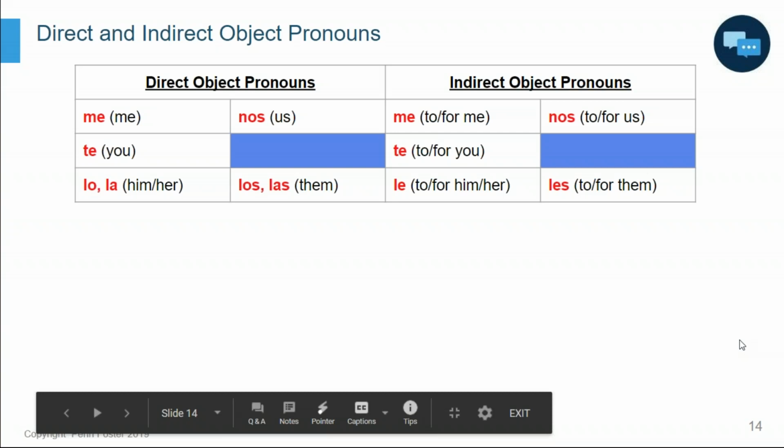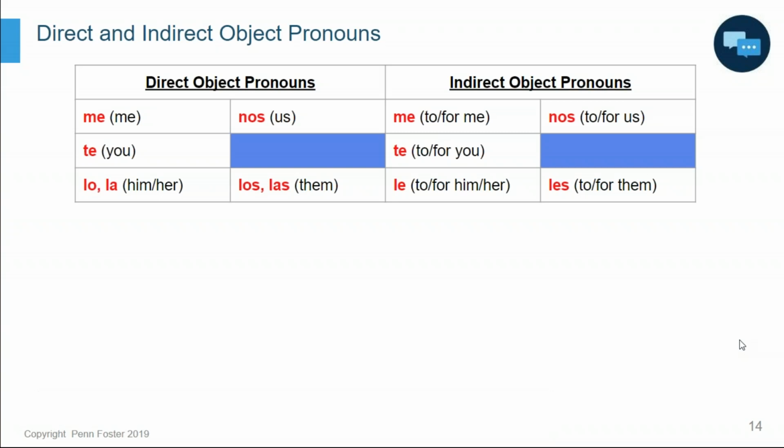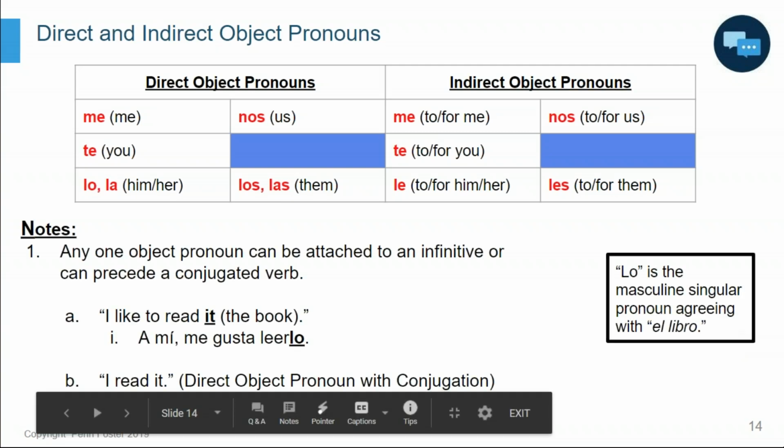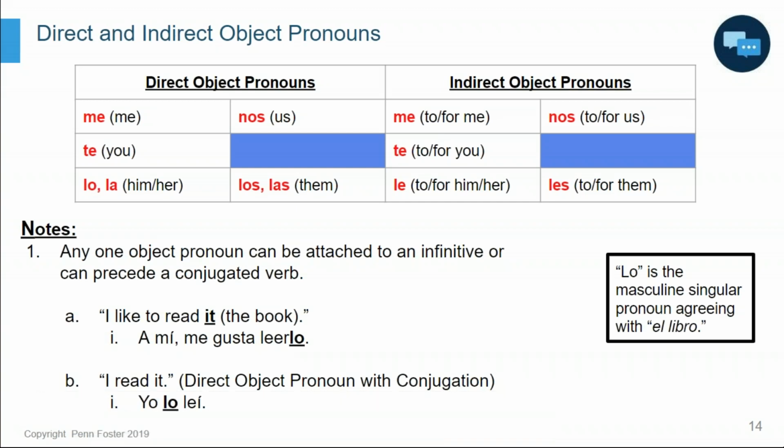If you notice, first person and second person direct and indirect object pronouns are the same. The context will give it away, whether you're referring to a direct or an indirect. And if you're looking to place them appropriately within a Spanish sentence, any one of these object pronouns can be attached to an infinitive verb. As you see in example A, leerlo, infinitive and pronoun attached to make one word.